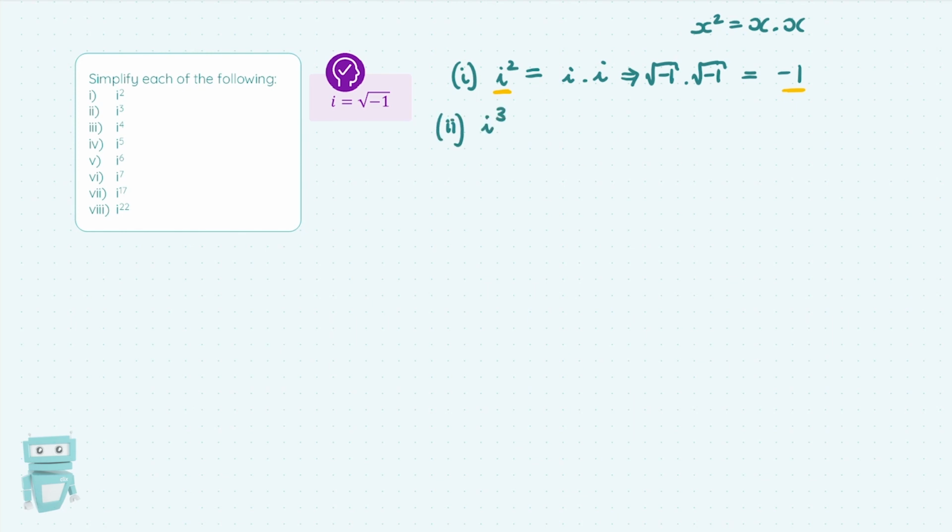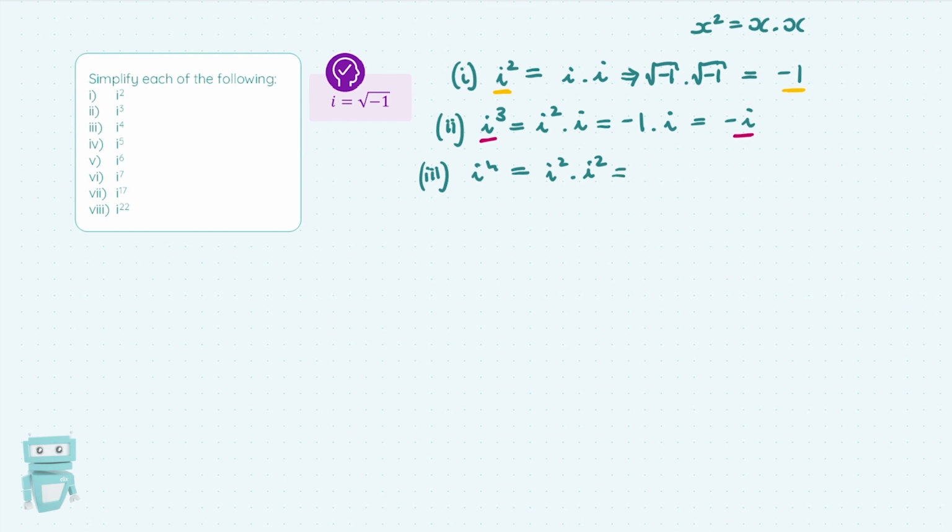So i cubed is the same as i squared times i, or i to the power of 1, because we add the powers. Now i squared we worked out in the previous part to be minus 1. i is just i, so i cubed is minus i. To the power of 4, you can either go i cubed times i to the power of 1 or i squared times i squared. Both will give us the same answer.